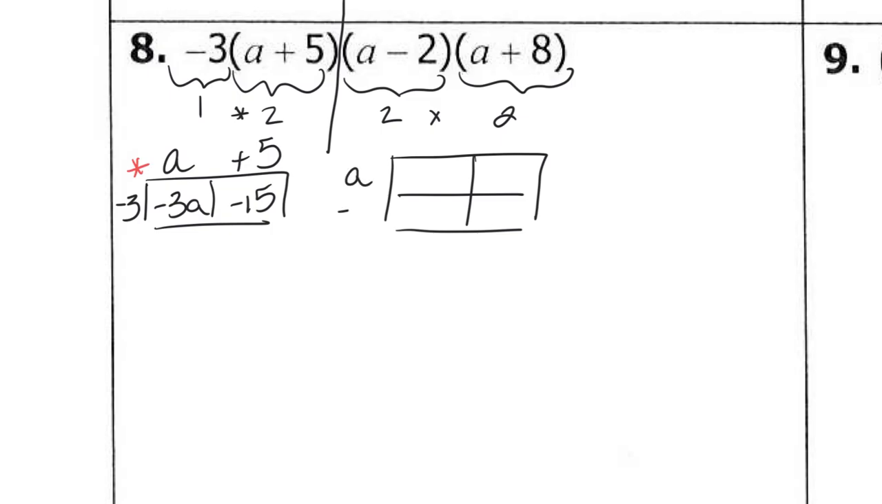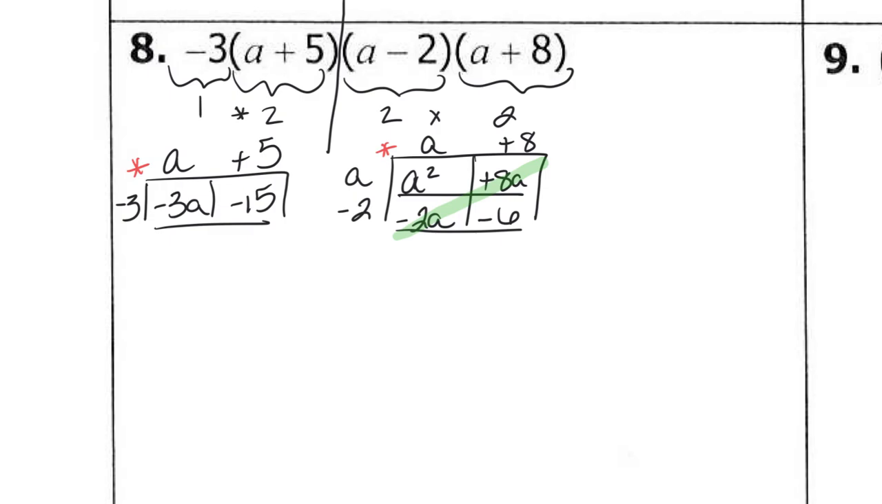I have a minus 2, a plus 8, and then I fill them in using multiplication. So a times a is a squared. A times 8 is positive 8a. Negative 2 times a is negative 2a. And negative 2 times 8 is negative 16. We have a bigger box, so what do you notice happens here? We have some like terms.